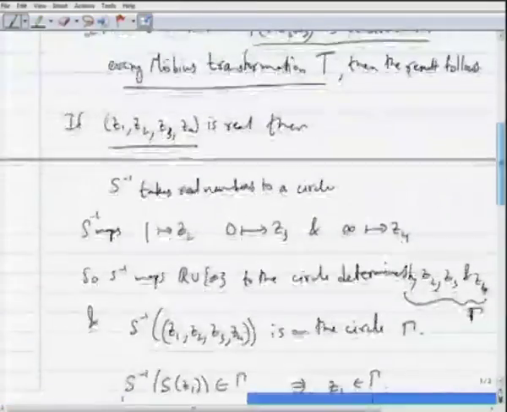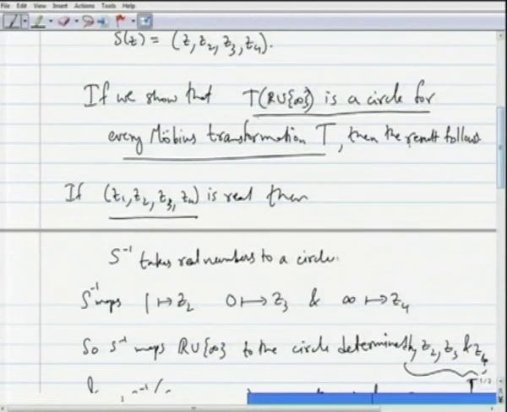So, we are actually showing the statement that T of R union infinity is a circle by showing that T inverse of R union infinity is a circle for every Mobius transformation T. But since every Mobius transformation is an inverse of yet another Mobius transformation, we get the result that we desire.